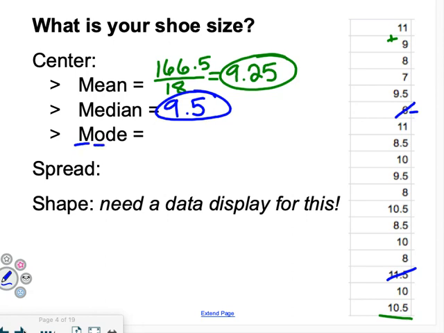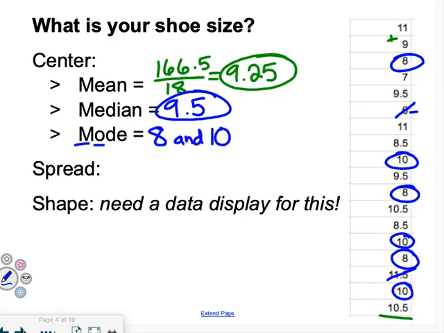And then for our mode, it's the one that happens the most often. There's actually two of them for this. We have the number 8 that happens 3 times, and we have the number 10 that happens 3 times. And so our mode is both 8 and 10.